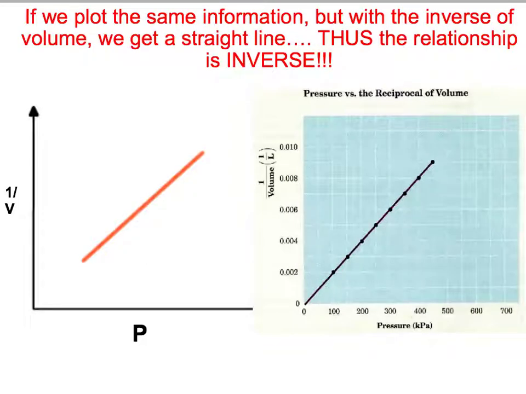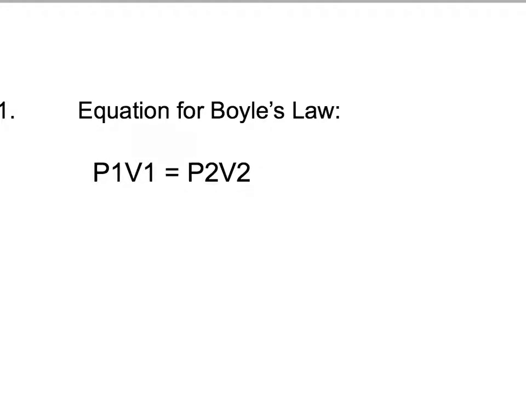Now, don't necessarily worry about this. This is just showing you that if you plot the inverse of volume, so 1 over volume, it's going to give you a straight line, and that's why it's an inverse relationship. So this is just explaining why Boyle's law is inverse. All right, the equation is P1 times V1 equals P2 times V2.